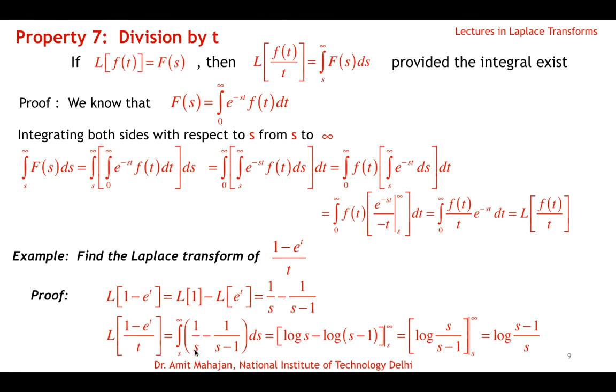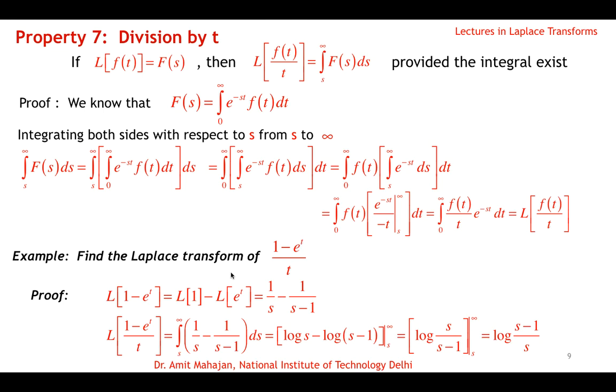The integral of 1 by s is log s, and of the other term is log of s minus 1, with limits s to infinity. Before substituting the limits, combine the logs, so it is log of s over s minus 1. At infinity it is 0, and at s it remains the same with a negative sign for the lower limit, and the negative sign reverses the numerator and denominator. So it is log of (s minus 1) by s. This is the Laplace of (1 minus e^t) by t.